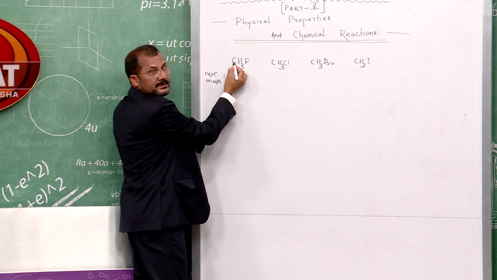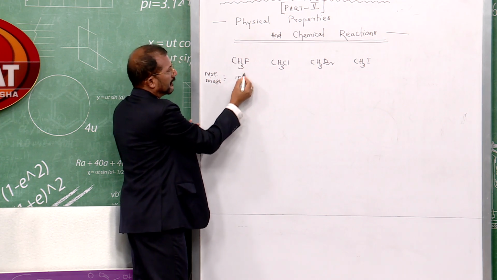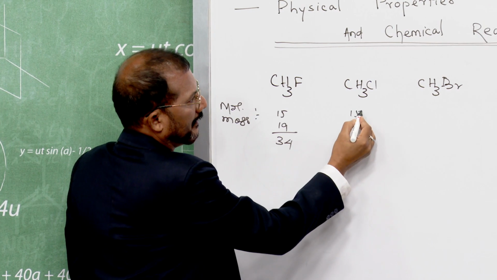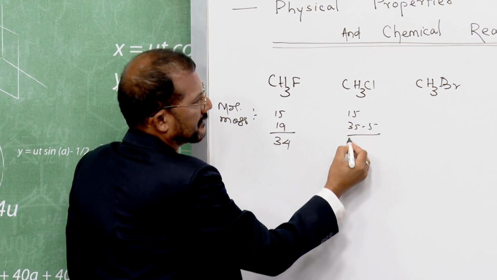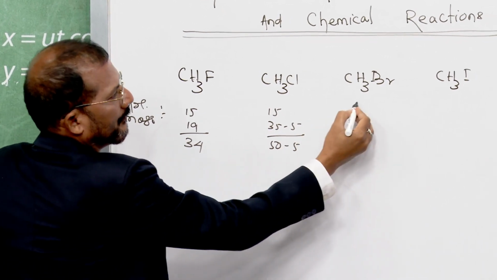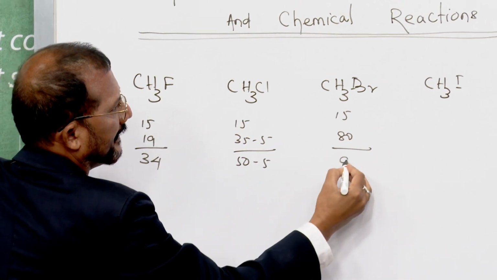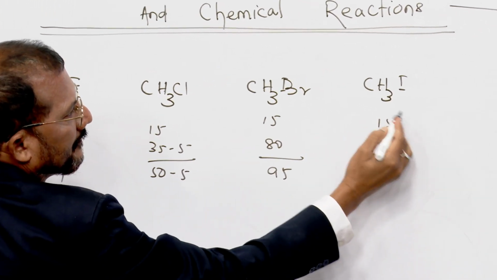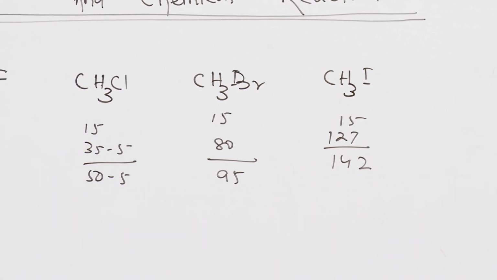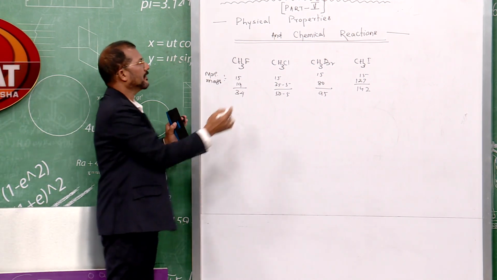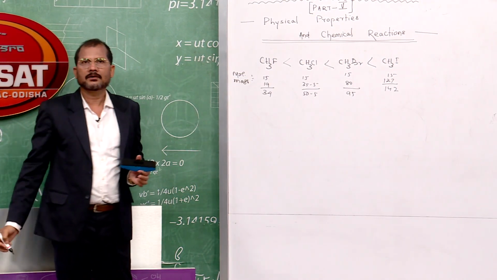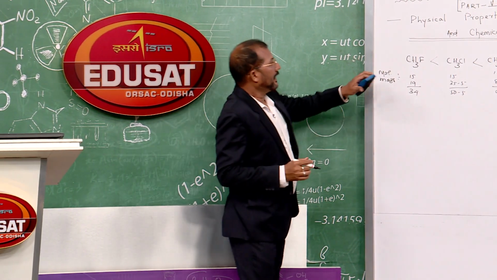The molecular mass of CH3F will be CH3, 12 plus 3, 15, and fluorine is 19, so the molecular mass is 34. Here CH3 is 15, chlorine is 35.5, so 15 plus 35.5 is 50.5. With bromine, 15 and 80, this is 95, and 12 plus 3, 15, plus 127 is 142. Molecular mass increases, as we have discussed, and boiling point also increases.